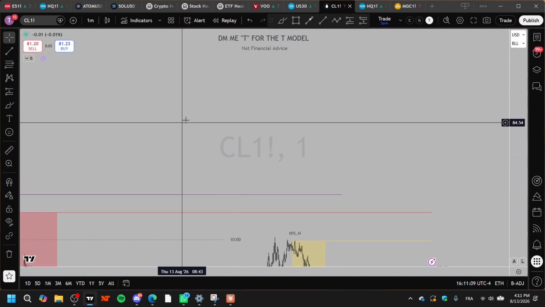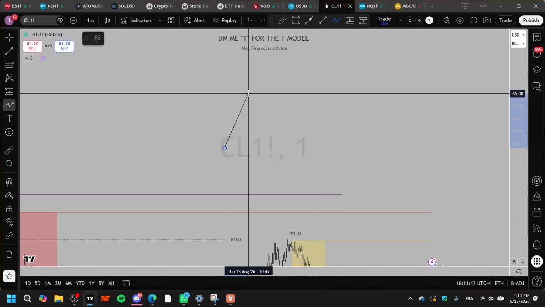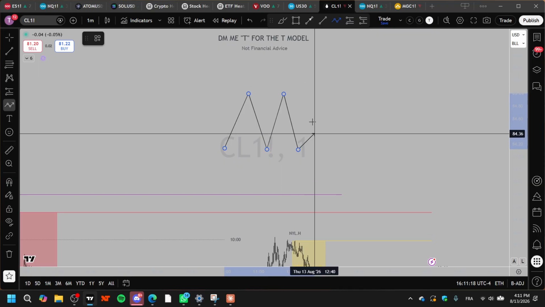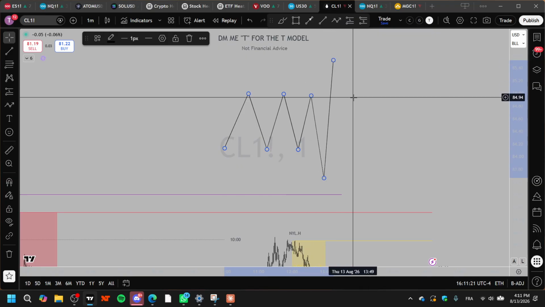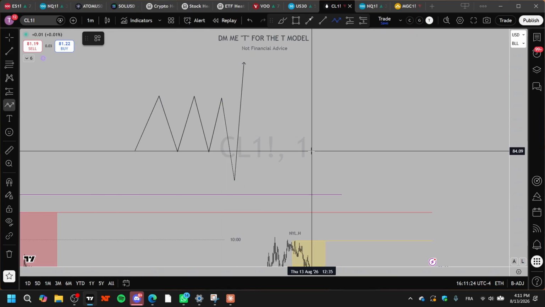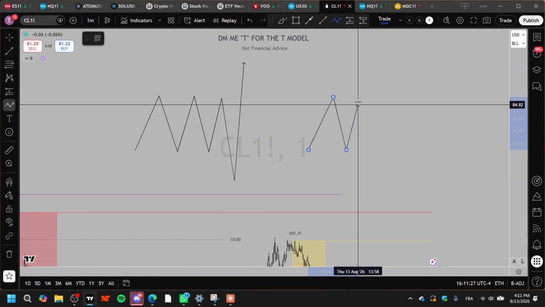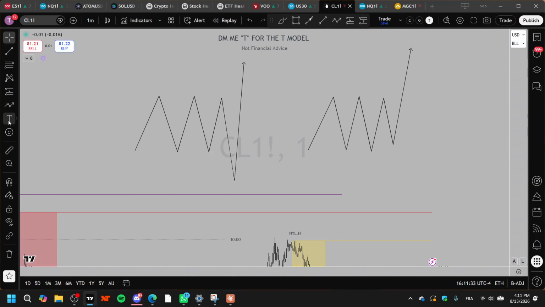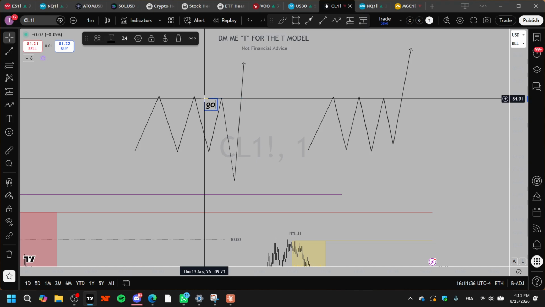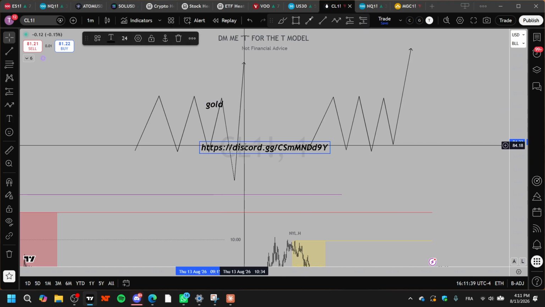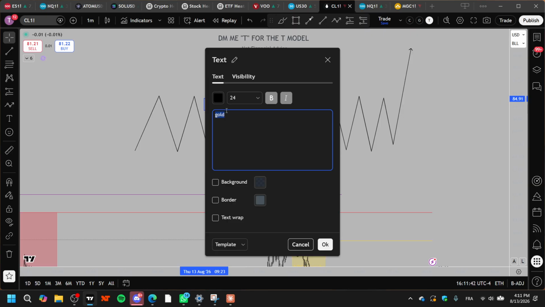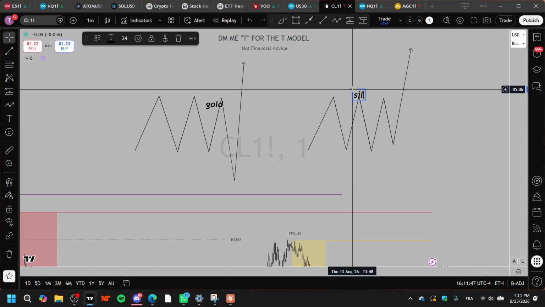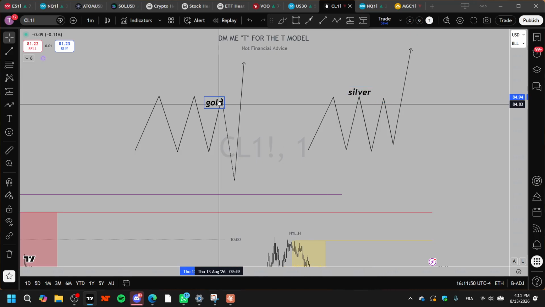Let's make an example again on the drawing tool right here. So we go on to this right here. We were talking about ES and NQ, but let's make it different. Gold, silver, right here. So we have two correlating assets right here, right?